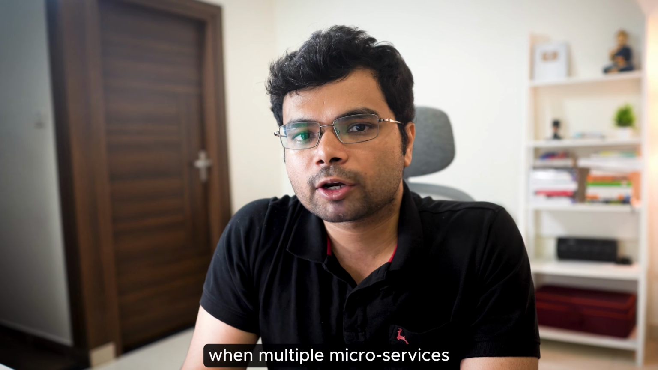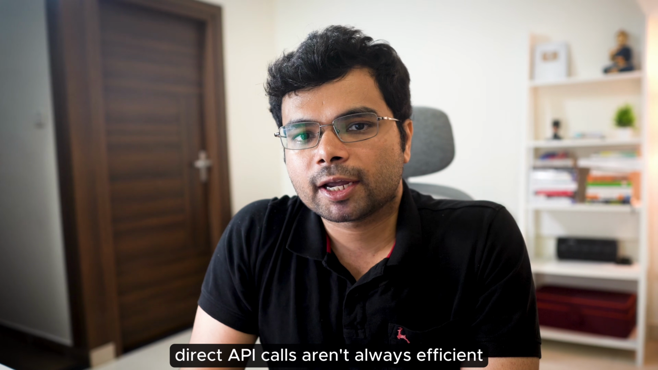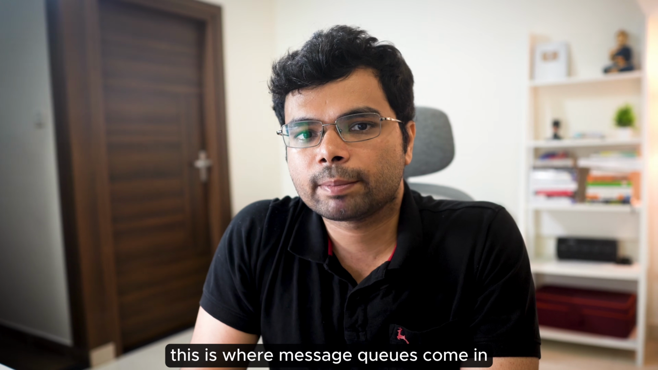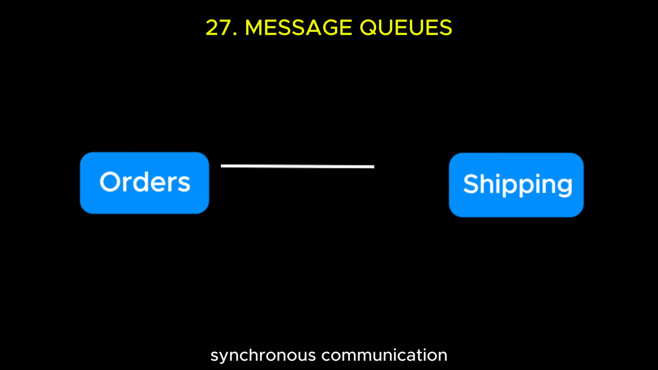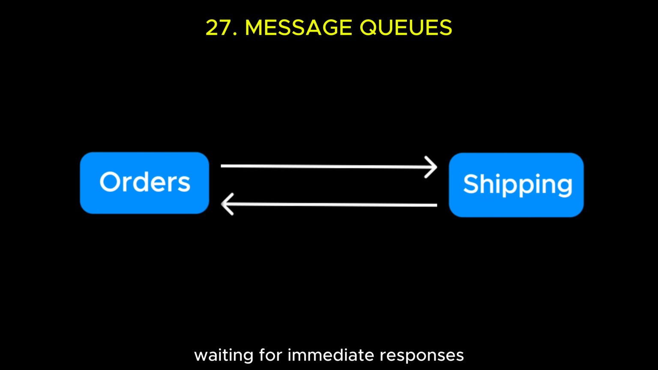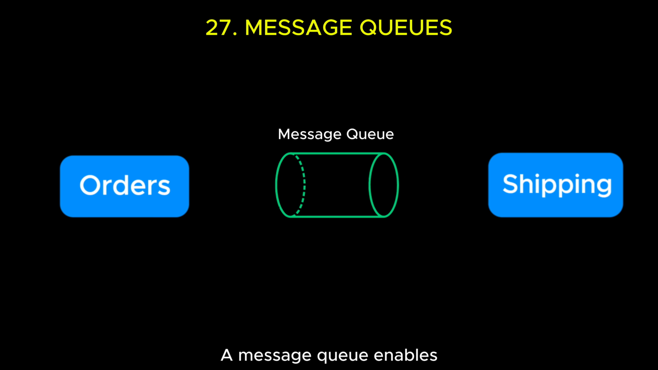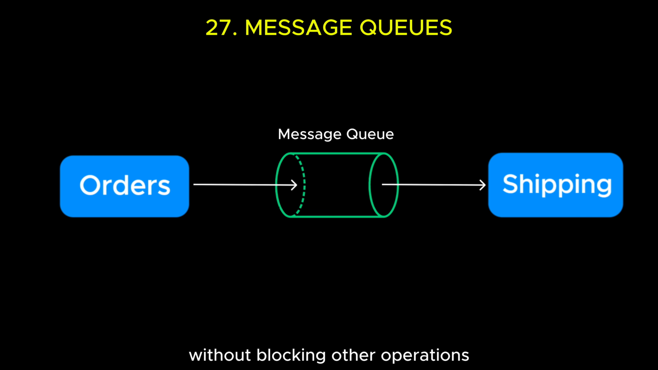However, when multiple microservices need to communicate, direct API calls aren't always efficient. This is where message queues come in. Synchronous communication, for example waiting for immediate responses, doesn't scale well. A message queue enables services to communicate asynchronously, allowing requests to be processed without blocking other operations.